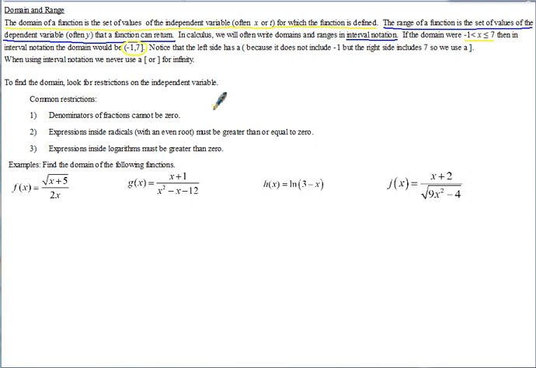And just remember when you use interval notation, we never use a bracket for infinity or negative infinity, because it's not a specific number you can include. You always use parentheses on infinity or negative infinity.